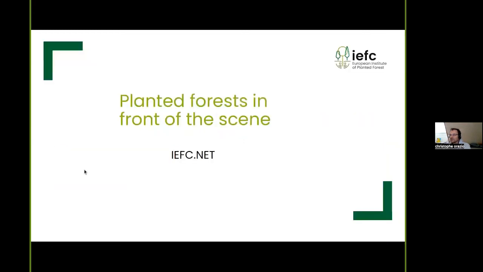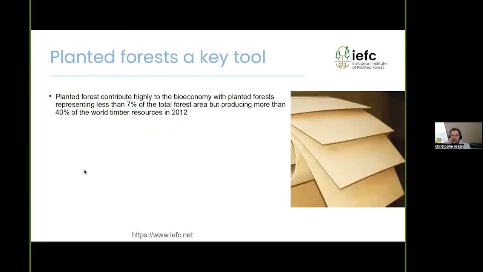Many of you may have noticed that planted forests are in front of the scene now for many reasons. The best reason, well known by foresters, is that planted forests contribute highly to the bioeconomy. With less than 7% of the total forest area worldwide, we produce about 40% of the world's timber. These are data from 2012.